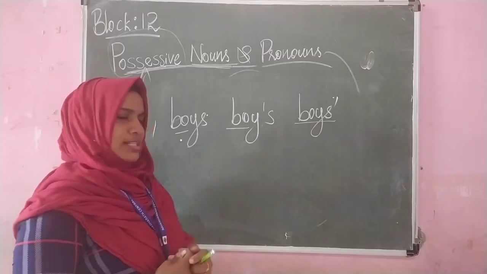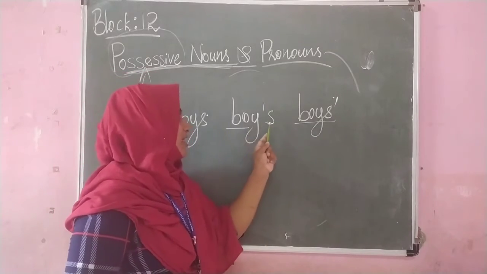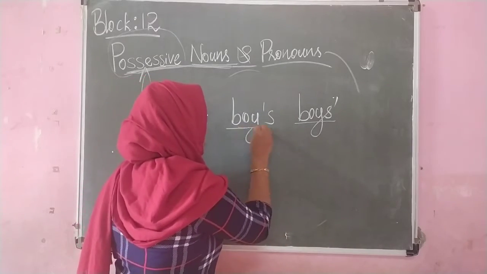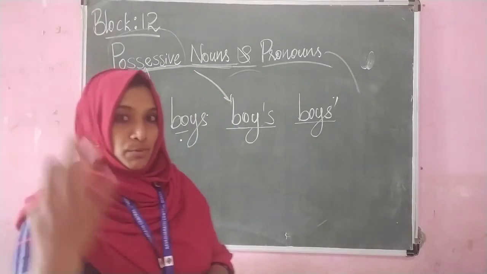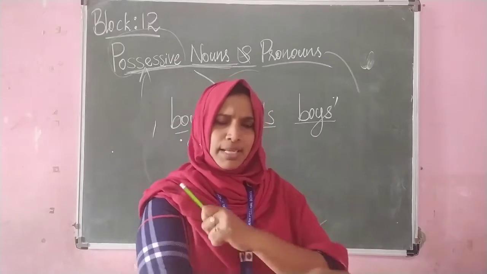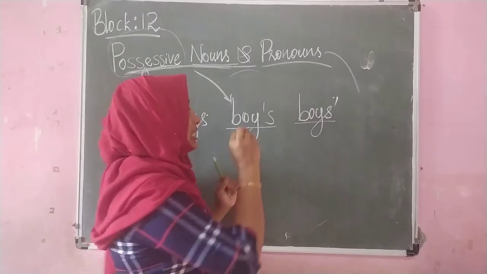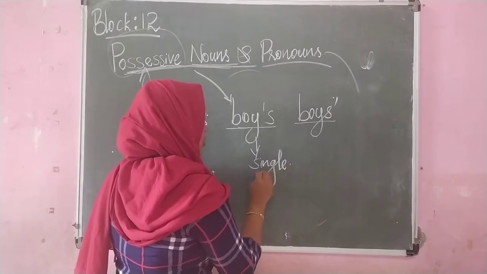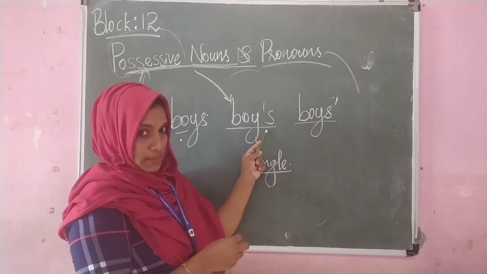And what about this boy's? As I already told you, it is showing the ownership. That means this is a possessive noun. Boy's book, boy's pen, boy's toy, boy's pencil. That means everything belongs to this boy. And here, this boy is single, only one boy.